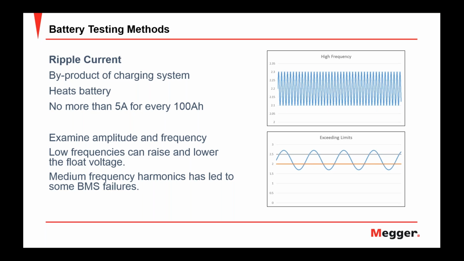Now, I said that higher frequencies aren't really a big problem for the batteries. However, one thing to note is that in lithium-ion batteries, some BMS have been reported to fail due to medium frequency harmonics. In the 10 kilohertz, 15 kilohertz range has caused some BMS failures. So although the batteries are not susceptible to the higher frequencies, the battery monitoring, battery management systems may be.